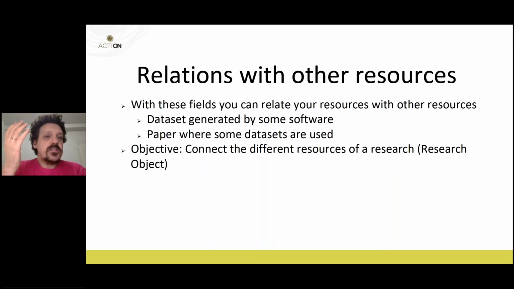So there are some examples, like, for example, a dataset generated by some software, okay? Or a paper where some software is used, okay? So in these fields, you establish a related identifier and the property of the relation, is used by, generated by, whatever, okay?